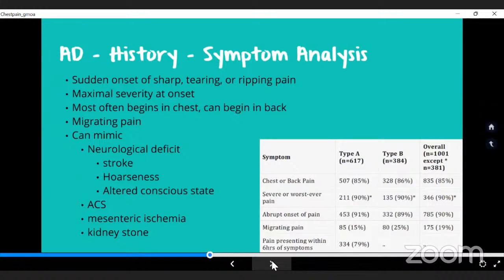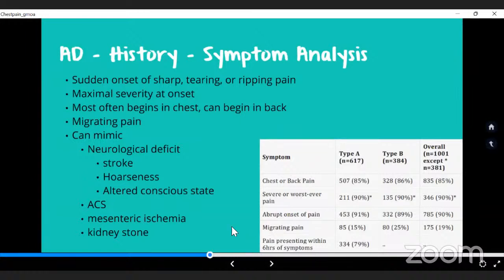Since it can block the vertebral vessels, carotid vessels, renal vessels, it can present as stroke, so chest pain with stroke, chest pain with hoarseness, chest pain with altered conscious state. Usually, if the patient is non-hypertensive, acute myocardial infarction cannot cause altered conscious state, but this can. They can present with typical or atypical chest pain like acute coronary syndrome. They can present with inferior MI because it can involve the right coronary vessel as well.